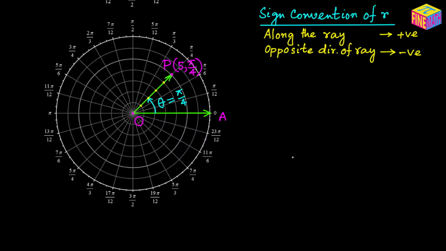Now suppose we had a point Q over here, way down below right here. So suppose this is our point Q. What would be the coordinates of Q in terms of polar coordinates?